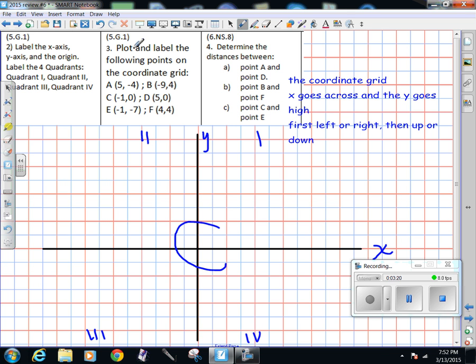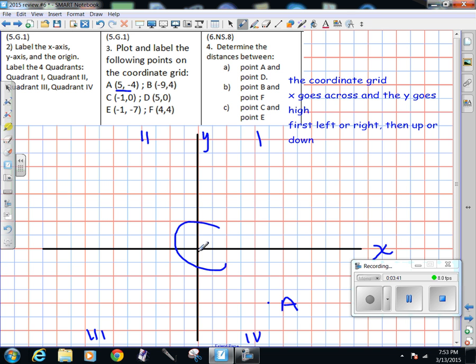Next one. Plot and label the following points on the coordinate grid. First, left or right. So my first number tells me to go left or right. So 5, and then -4. So over 5, down 4. 1, 2, 3, 4. So I need to put a point here, and I need to label that A.